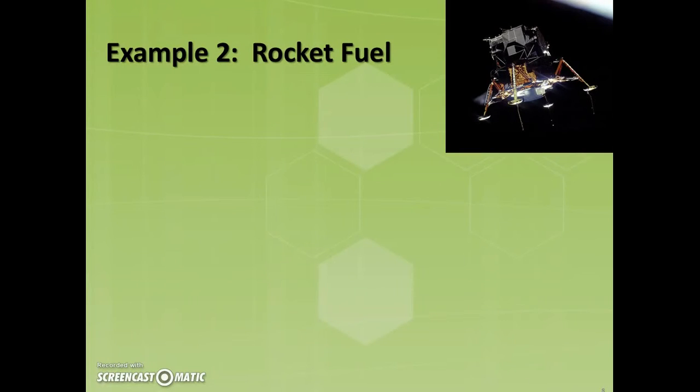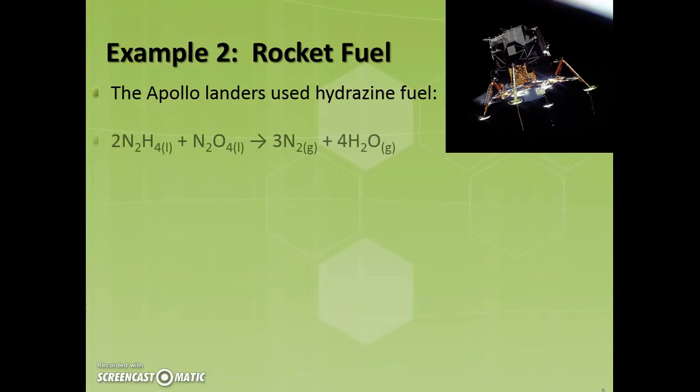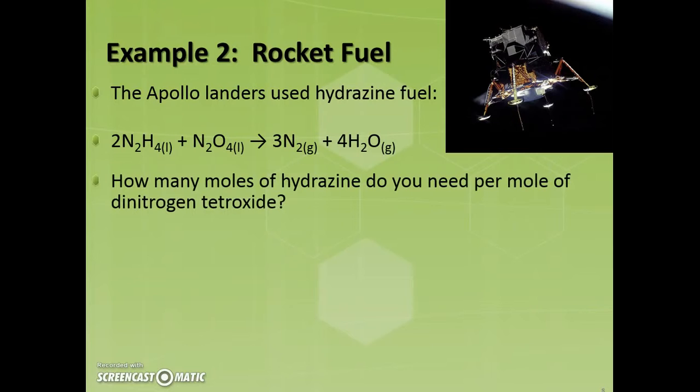Okay, let's look at another example. The Apollo lander got up and down from the moon using hydrazine fuel. So, for anybody who's keeping track, this is rocket science. We have hydrazine reacting with nitrogen tetroxide to form nitrogen gas and water. Okay, let's ask ourselves a question. If we're loading up the Apollo lander with fuel, how many moles of hydrazine do we need to put in for every mole of dinitrogen tetroxide?